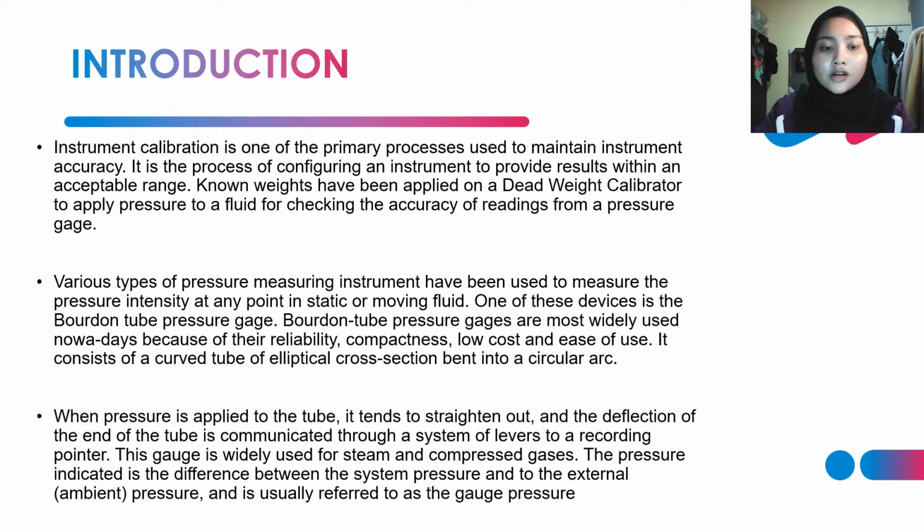It consists of a curved tube of elliptical cross-section bent into a circular arc. When pressure is applied to the tube, it tends to straighten out, and the deflection of the end of the tube is communicated through a system of levers to a recording pointer. This gauge is widely used for steam and compressed gases. The pressure indicated is the difference between the system pressure and the external ambient pressure and is usually referred to as the gauge pressure. So I will pass to the next presenter. That's all from me. Thank you.